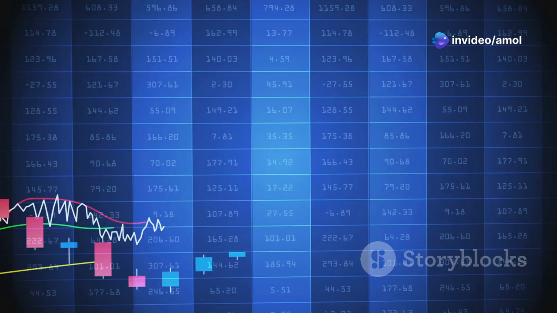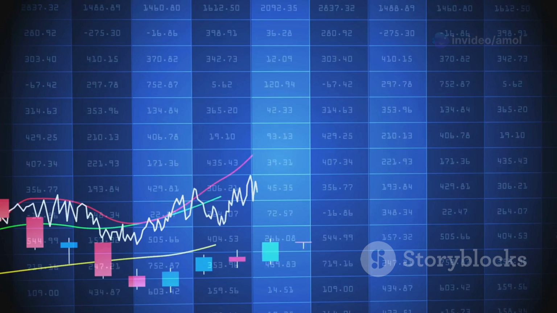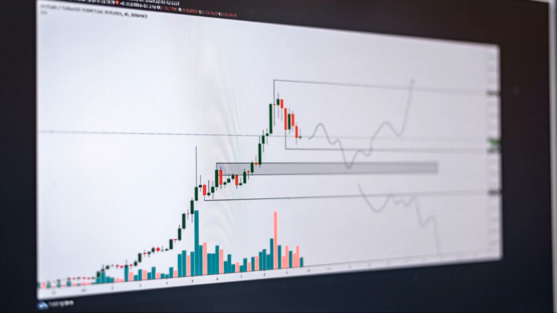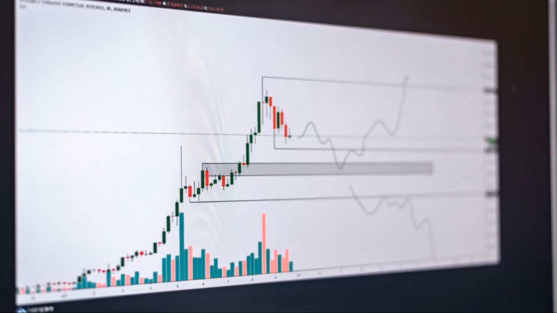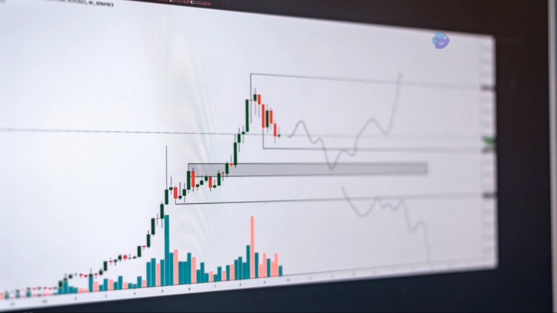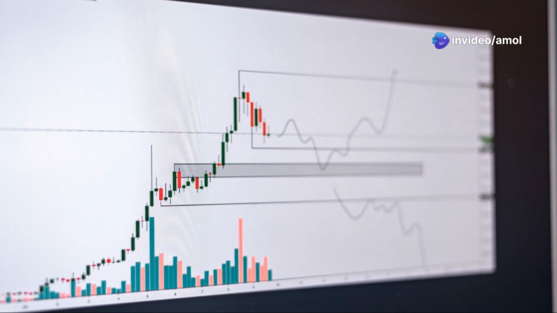Then we have the cup and handle pattern, which, you guessed it, looks like a cup with a handle. This pattern usually indicates a continuation of an uptrend, suggesting that the stock's price is likely to keep rising.